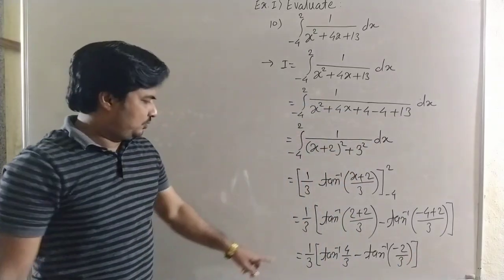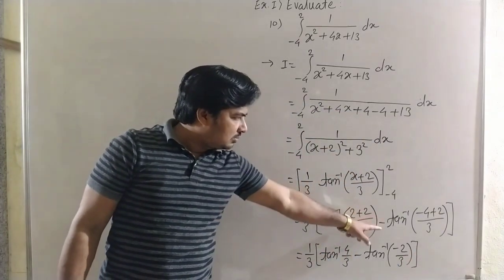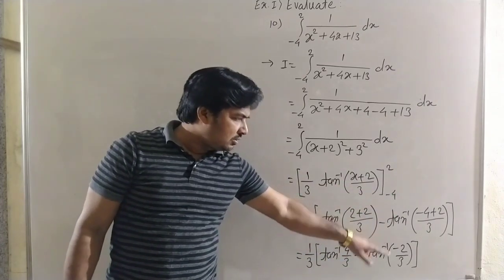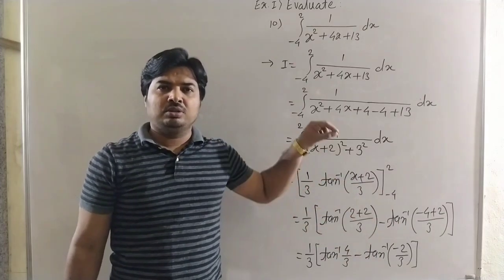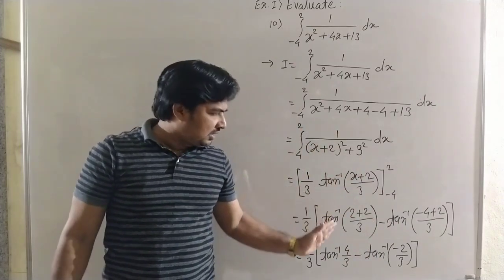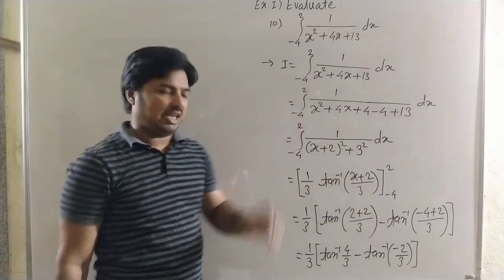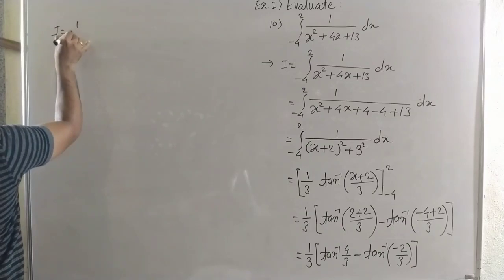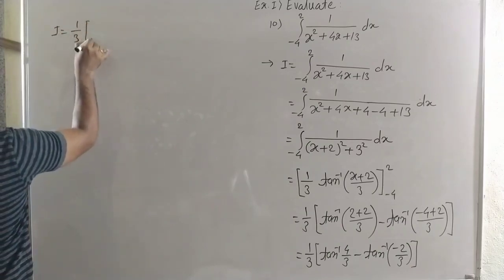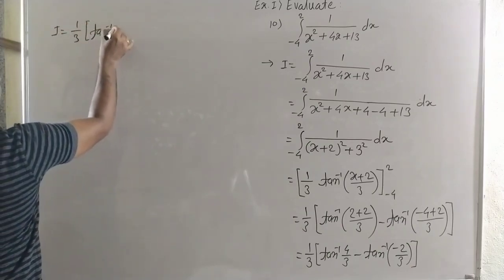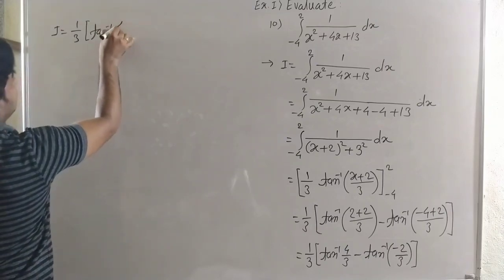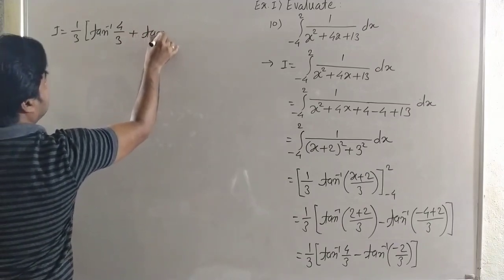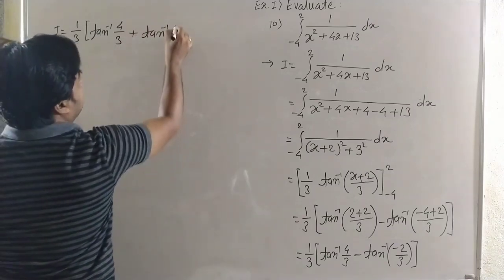Okay, here 1 by 3 into tan inverse of 4 by 3, minus tan inverse of minus 2 by 3. Here we use the property of the inverse trigonometric function: tan inverse of minus x is equal to minus tan inverse x. Therefore the last answer, the integral is equal to 1 by 3 tan inverse of 4 by 3 plus tan inverse of 2 by 3.